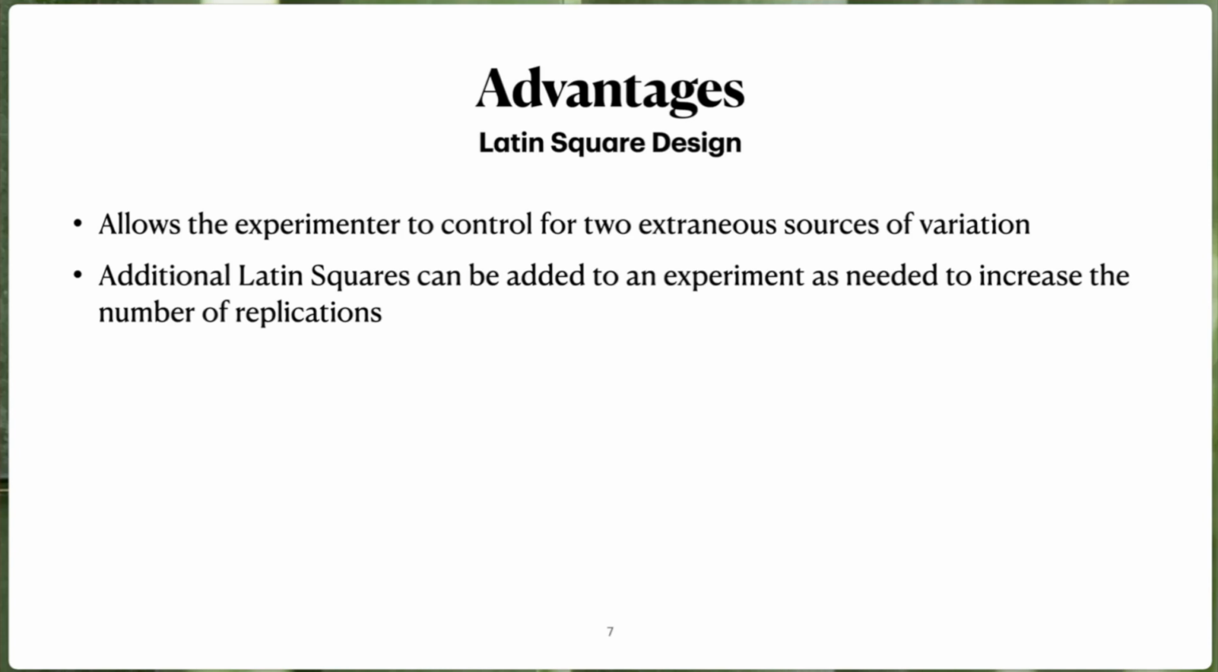Now, one additional characteristic of the Latin square design, and we would consider this to be an advantage, is that if we need to increase the number of replications, we can add additional Latin squares. So additional Latin squares can be added to an experiment as needed to increase the number of replications. And in doing this, that really does not complicate the analysis that much at all.